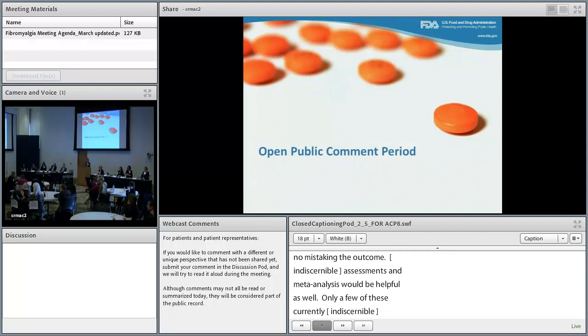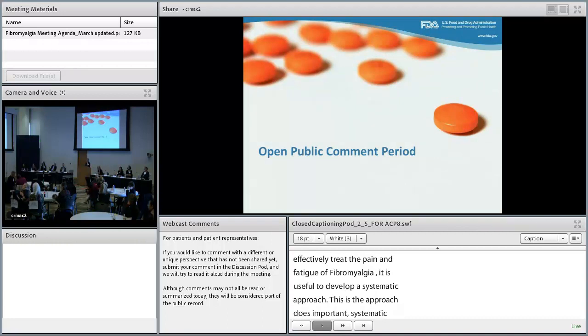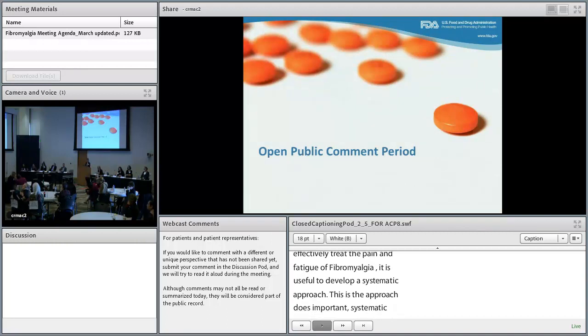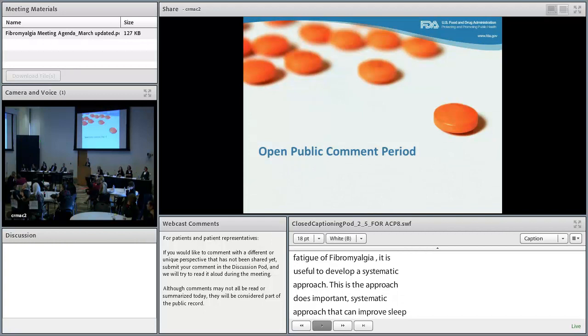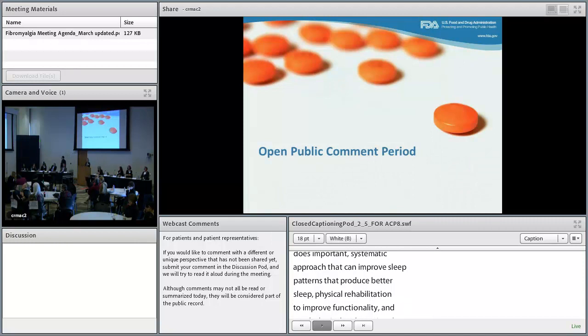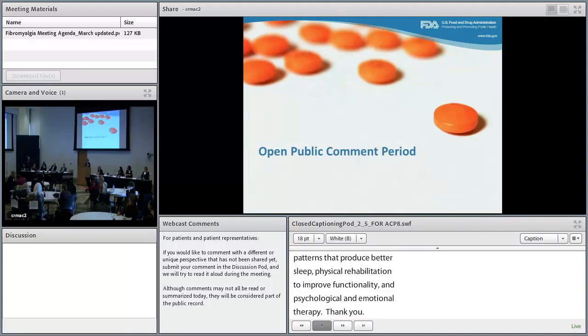And finally, in addition to finding better ways to effectively treat the pain and fatigue of fibromyalgia, it is useful to develop a systematic approach. This is important, a systematic approach which can improve A, sleep patterns that produce better sleep, B, physical rehabilitation to improve functionality, and C, psychological and emotional therapy when needed. Thank you very much.